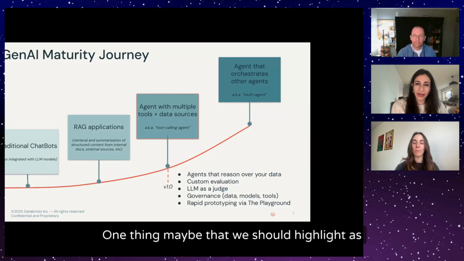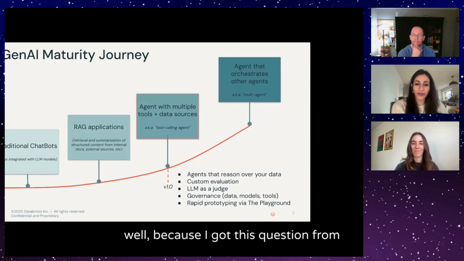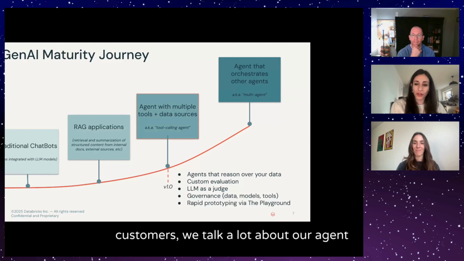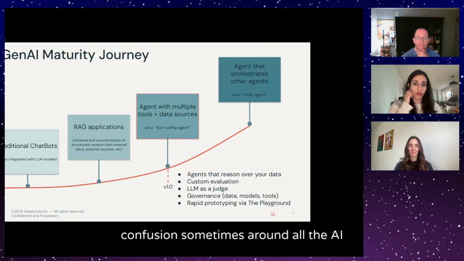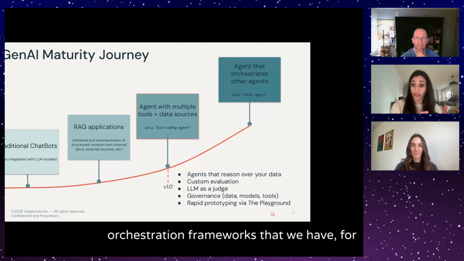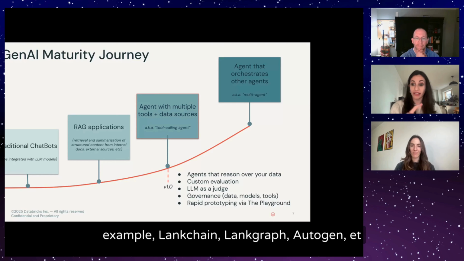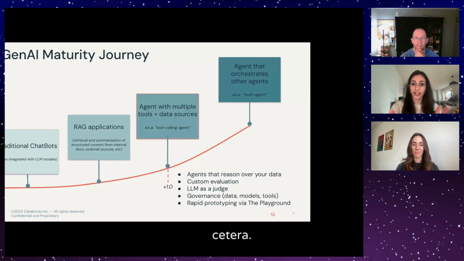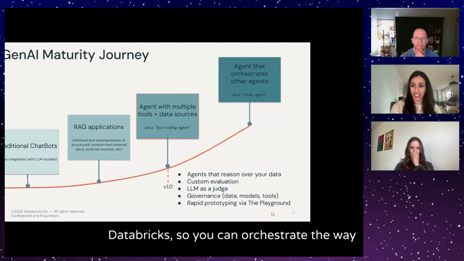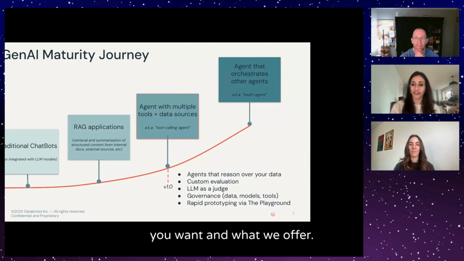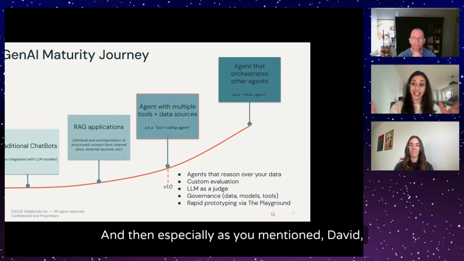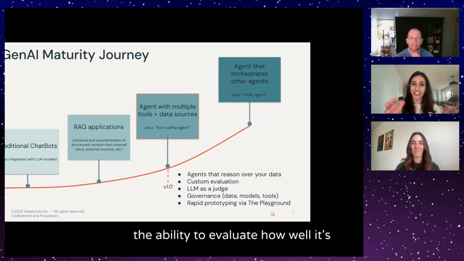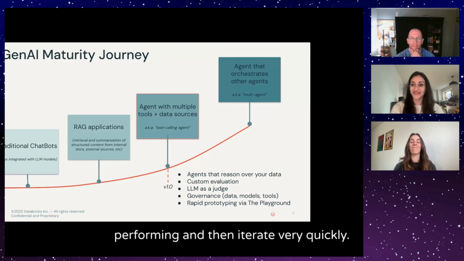One thing we should highlight as well, because I got this question from customers. We talk a lot about our agent framework at Databricks, and I think there is sometimes confusion around all the AI orchestration frameworks, for example LangChain, LangGraph, AutoGen, etc. Just to clarify, everything is supported on Databricks, so you can orchestrate the way you want. What we offer is the ability to build an agent with whatever orchestration framework you want, and then, as you mentioned, David, the ability to evaluate how well it's performing and iterate very quickly.